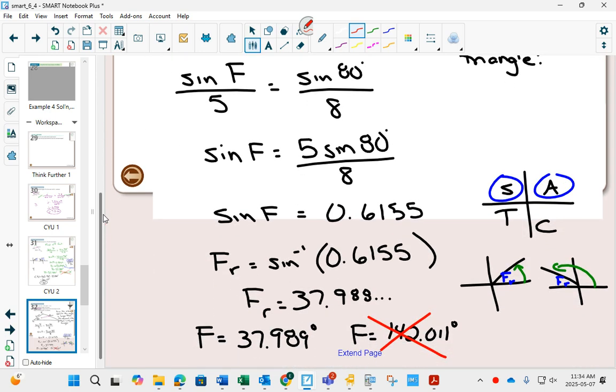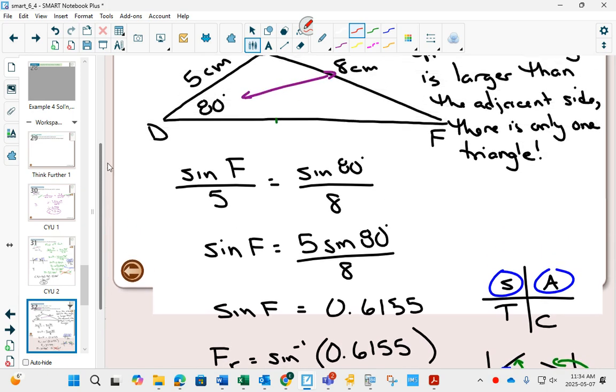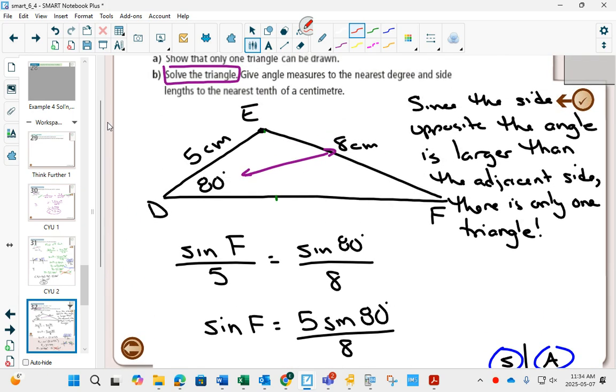But we have figured out angle F then is 37.989. They want the nearest degree. So when I label it on here, let's switch colors here. To the nearest degree, this would be 38 degrees.